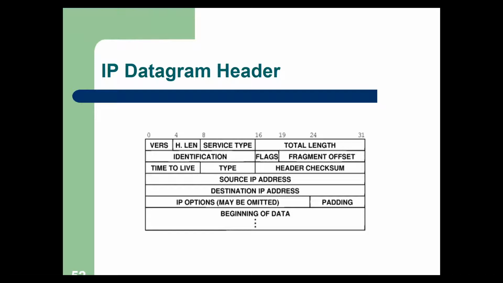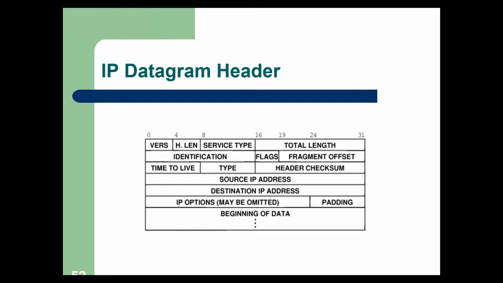Then we have total length. It is the length of the datagram measured in octets and includes the header and data. These are the important fields for fragmentation: the identification, the flags, and the fragment offset. As I previously mentioned, based upon network speed and network capacity, we might have to fragment the data into smaller parts. That is taken care of by these three fields.